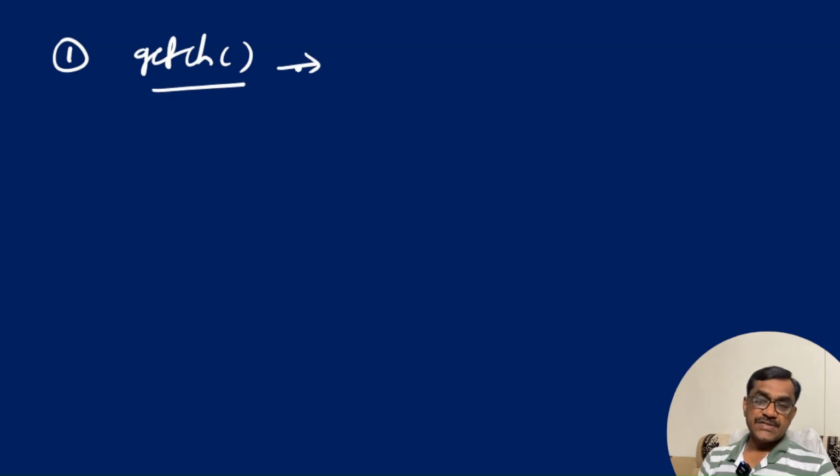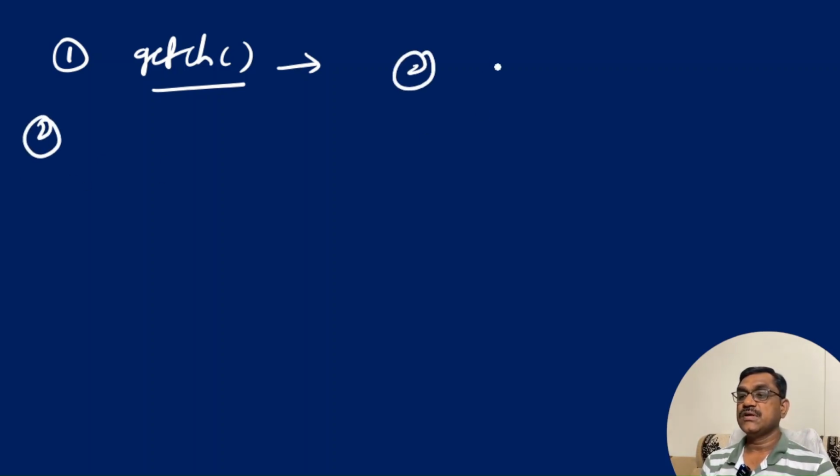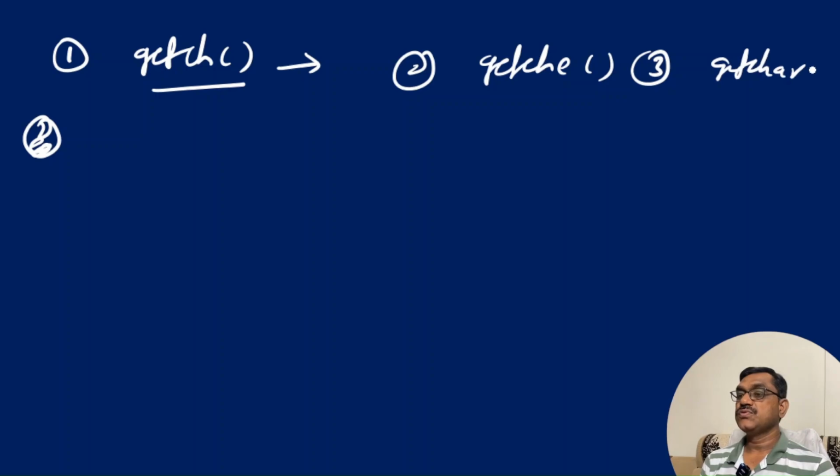See, first I will explain what is meant by getch. Already I said getch is used to read a character. And what is the second one? Here I am writing the second one, getche. This is also used to read a character. And the third one, getchar. This is also used to read a character. Then what is the difference?